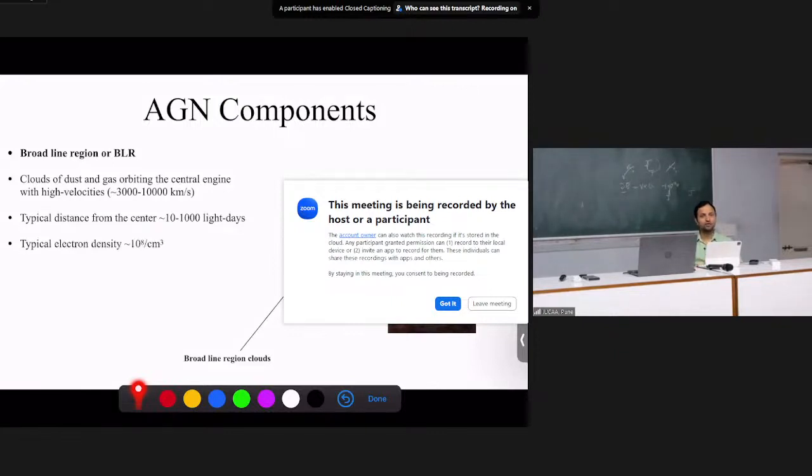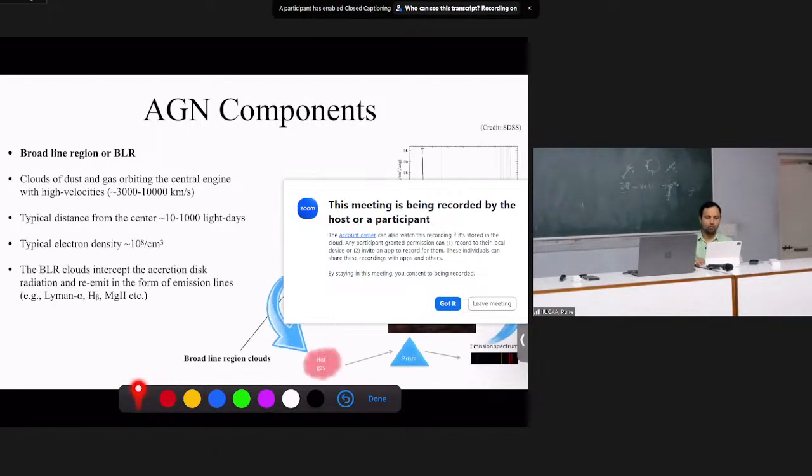The typical electron density is about 10 to the power 8 electrons per centimeter cube. So this is the density. Okay. And what happens? These broad line region clouds intercept the accretion disk radiation and re-emit it in the form of emission lines. So these clouds are nothing but your hot gas. Fine, and since they emit broad emission lines, we call the region where these clouds are the broad line region. So the emission lines that we are seeing from active galaxies are produced by these BLR clouds.